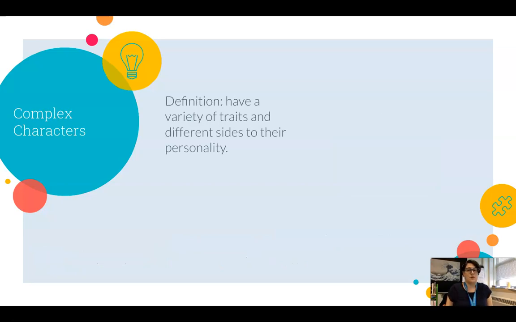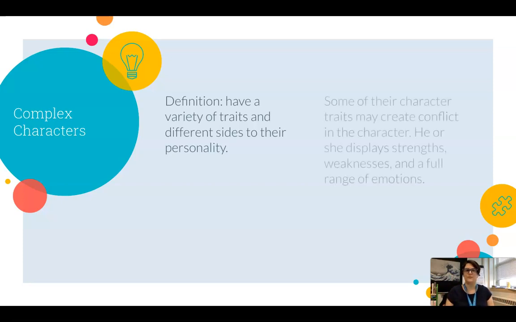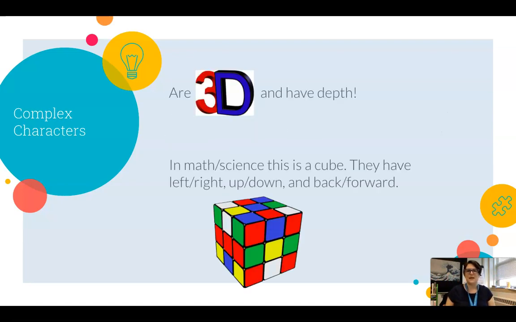Complex characters are, well, different. They have a variety of traits. They have different sides to their personalities that we see. They have more complex stuff. We get to know them better. A lot of these character traits may actually create conflict in the character because they might believe different things or have different emotions, have some strengths, some weaknesses, a full range of emotions. So these characters are much more complex.